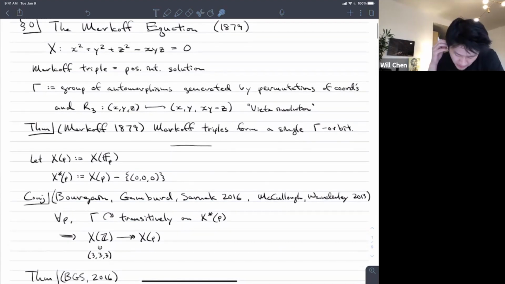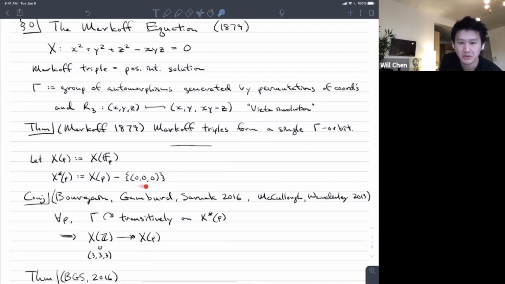Okay. So today we're going to mostly focus, instead of on the integer solutions, on the solutions over F_p. So to set some notation, X(p) will denote the F_p points of this Markov surface. X*(p) will denote all the F_p points except for the trivial solution, 0, 0, 0. You can verify that this trivial solution is a fixed point of this group gamma, and so you'll have at least 2 orbits of gamma on X(p). You'll have a singleton orbit.